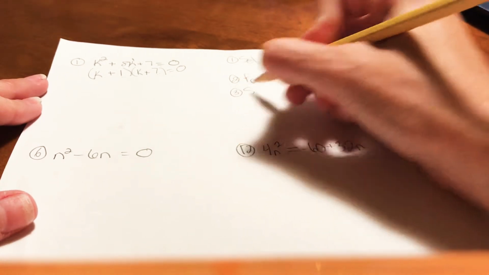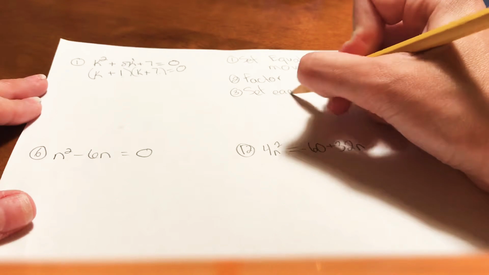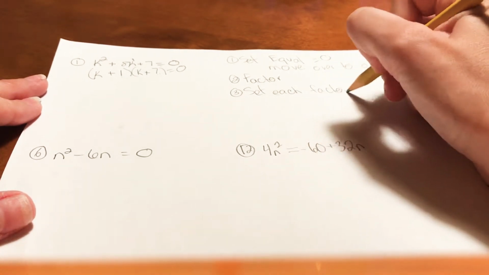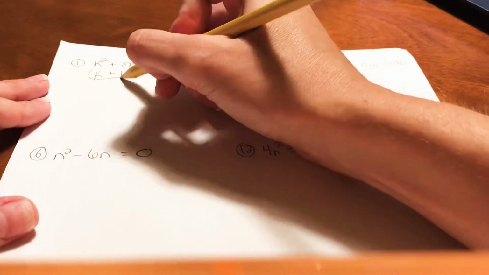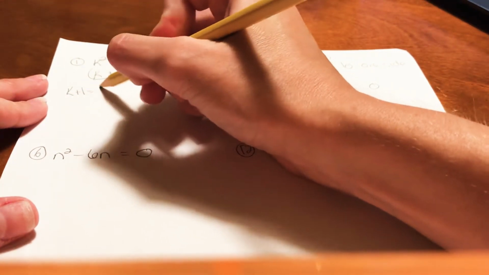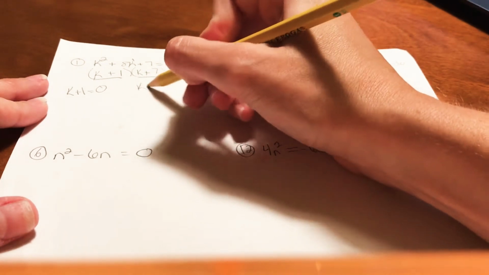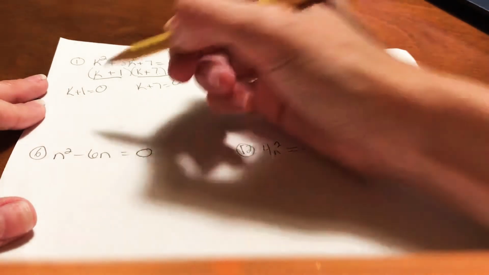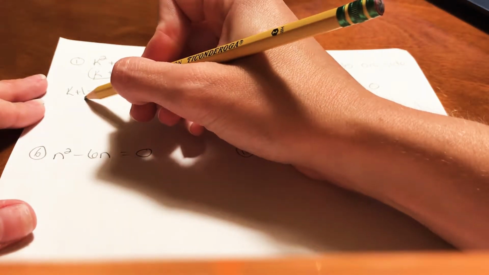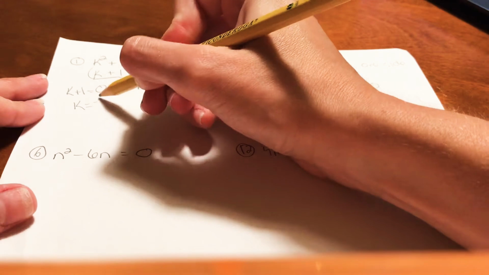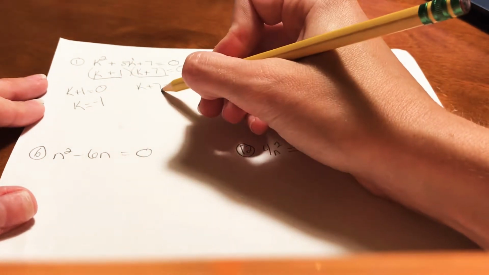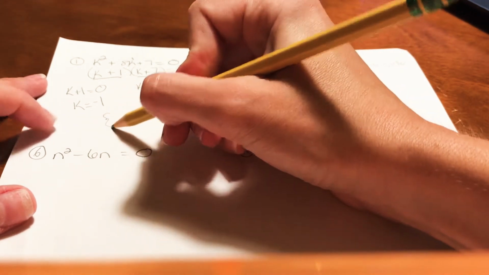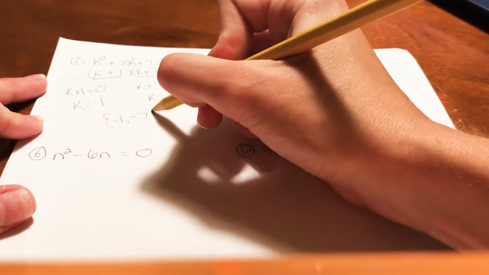Step 3 is to set each factor, that would be what's inside the parentheses, equal to 0. So here's your first factor, so we set that equal to 0. Here's our second factor, and we set that equal to 0. And we solve each of these for, in this case, k. To solve this equation for k, you subtract 1 on both sides, and you get k is equal to -1. Here you're going to subtract 7 on both sides, and you get k is equal to -7. So your two answers are -1 and -7.